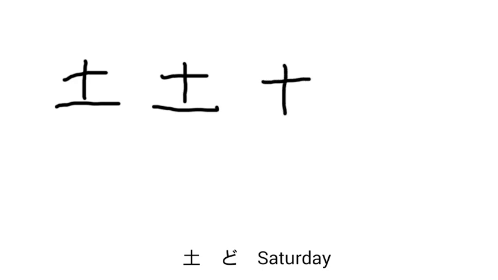Second to last is do, meaning earth, and it's used in doyoubi. It's an easy one, only three strokes. Ichi, ni, san. And you're done.